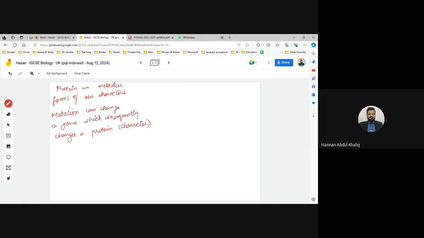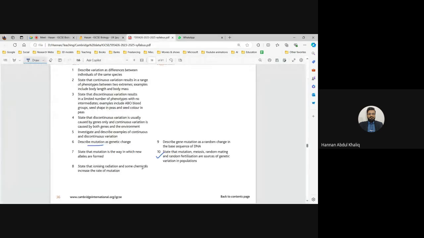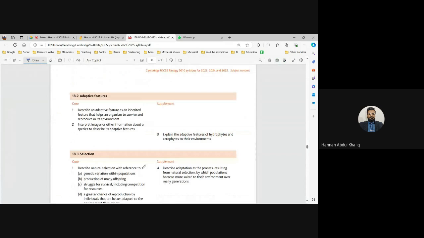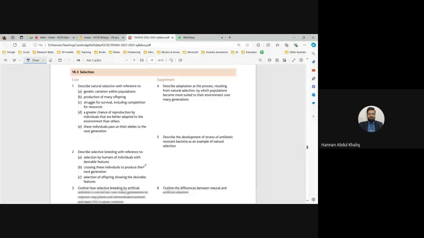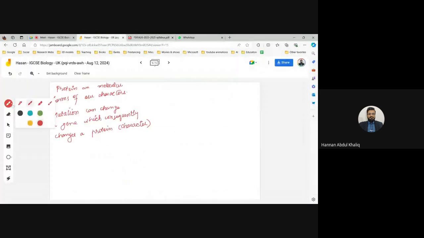All right. So now this is about the mutation. Moving on to the next one, I was planning to start the biotechnology, but it suddenly flashed in my mind, a particular concept and a particular past paper based thought came into my mind. I am about to start the selection. Although the very next one is the adaptive features, but first let's work on the selection.